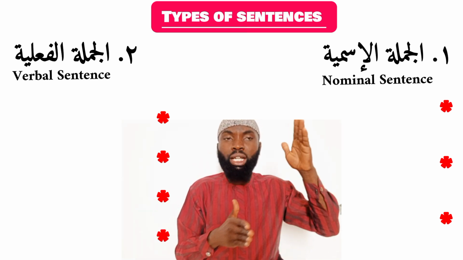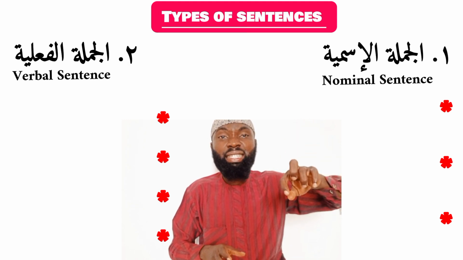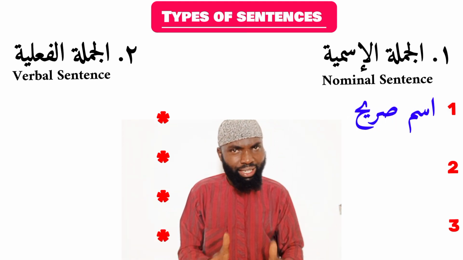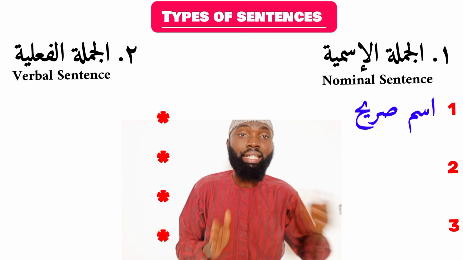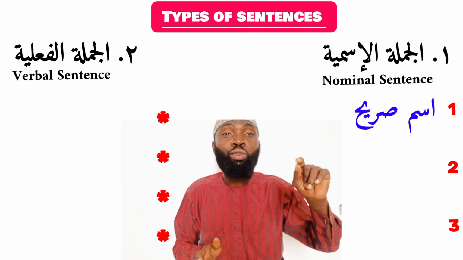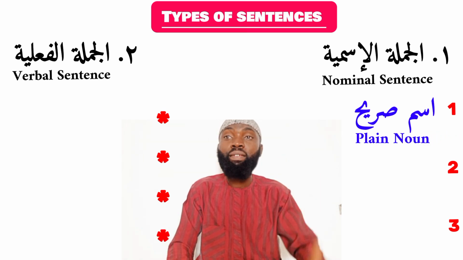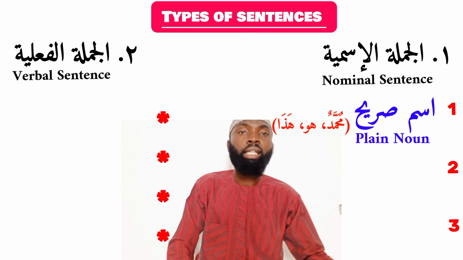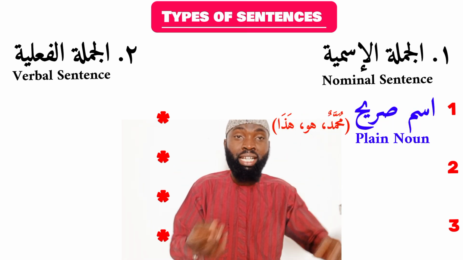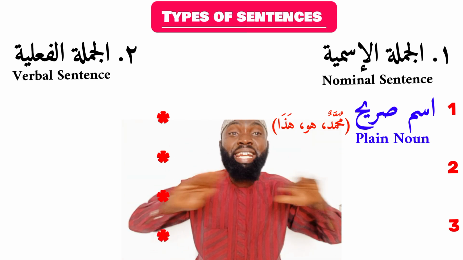Now, for the al-jumlatul ismiya, under it we have sentences which come with ismun sarih. We have already said that the nominal sentences are sentences which begin with a noun. The first category of this is the one which begins with a plain noun. What are plain nouns? An example of this is the word Muhammadun. Like when I say Muhammadun talibun, Muhammad is a student. The word Muhammadun is beginning the sentence and it is a plain noun.